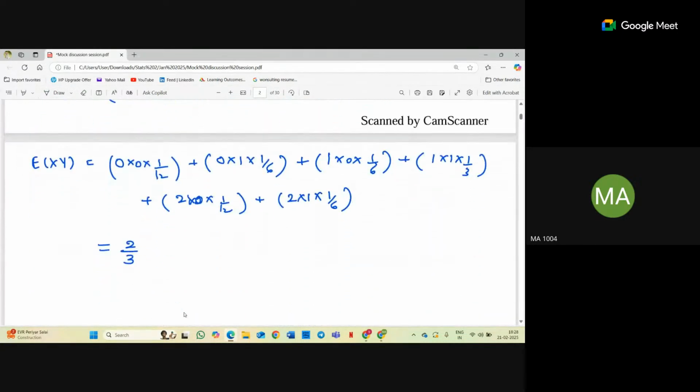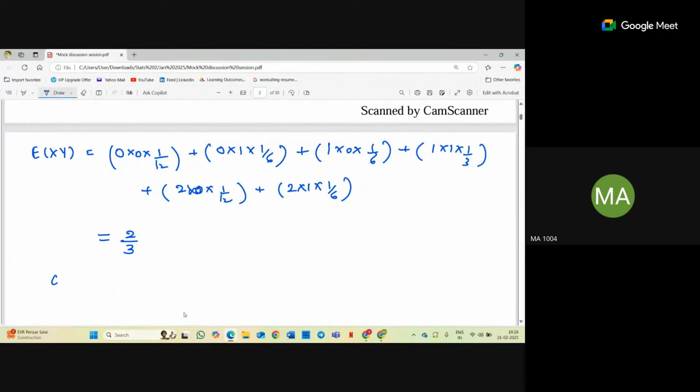Now, covariance of x comma y is expectation of xy, which is 2 by 3, minus expectation of x, which is 4 by 6, and expectation of y was 1. So this can be written as 2 by 3 also. So this would be 2 by 3 minus 2 by 3, which is 0.